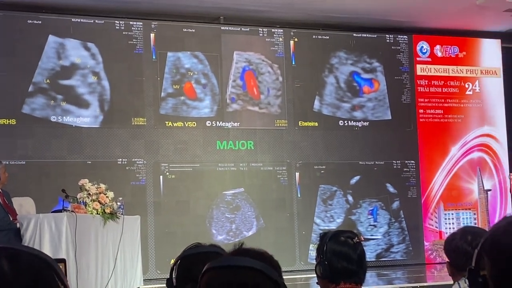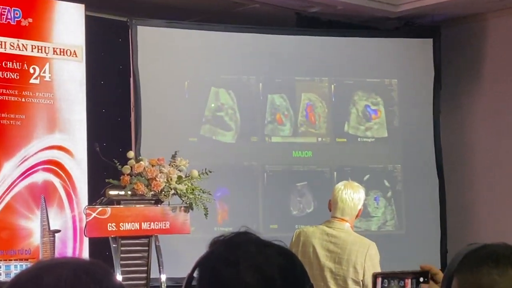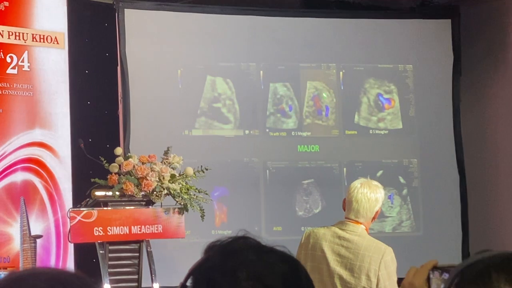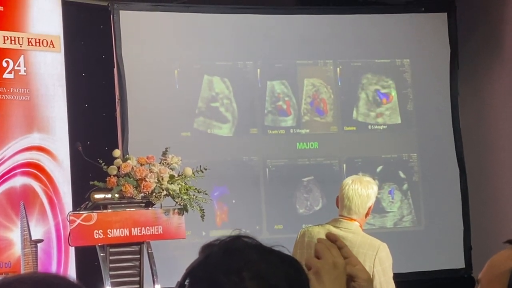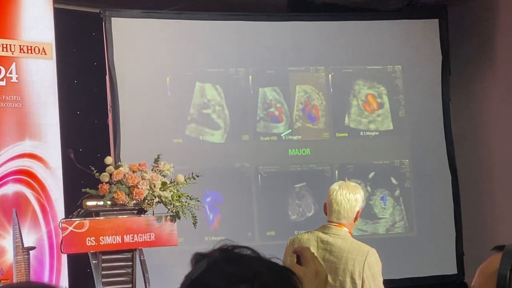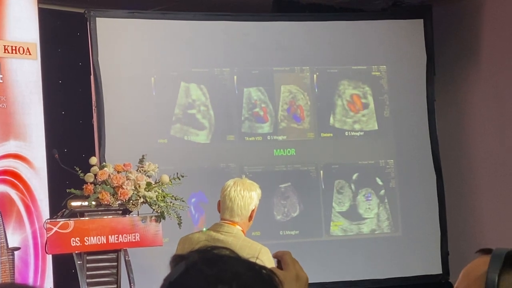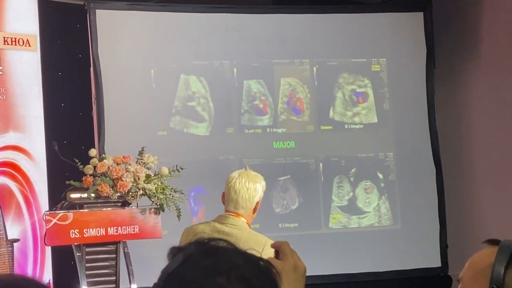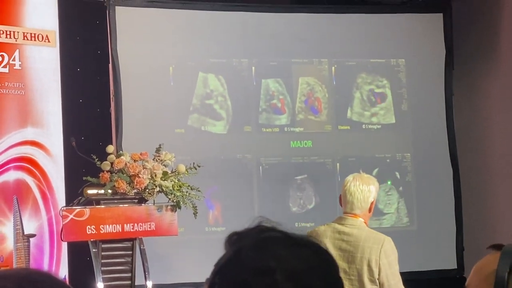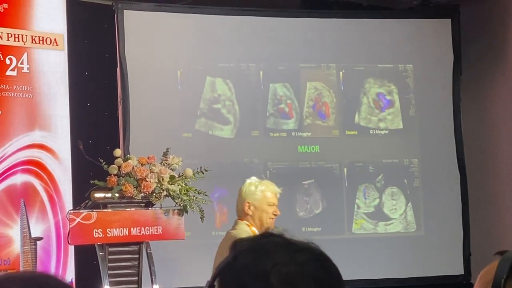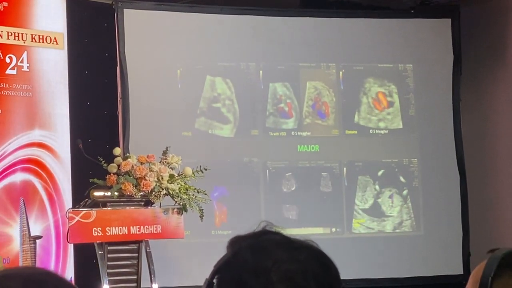I'm going to go through this quickly just because I covered it this morning, but this is a hypoplastic right heart. This is a VSD, the hypoplastic right heart, and tricuspid atresia. This is a case of Ebstein's anomaly with enlargement of the right atrium. This is a 3D reconstruction of a common arterial trunk arising from the right ventricle. This is an AV canal defect, and this is a double inlet left ventricle with transposed great arteries. 6 major abnormalities, all detected in the first trimester of pregnancy.